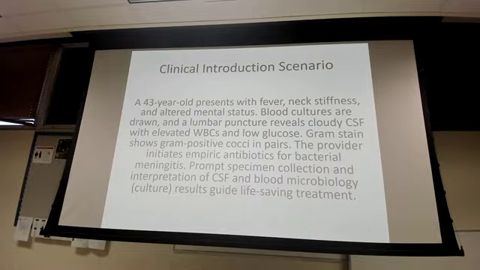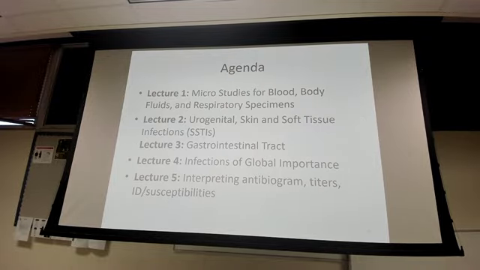A 43-year-old presents with fever, neck stiffness, and altered mental status. Blood cultures are drawn, and a lumbar puncture reveals cloudy CSF with elevated white blood cells and a low glucose. Gram stain shows gram-positive cocci in pairs. The provider initiates empirical antibiotics for bacterial meningitis. Prompt specimen collection and interpretation of CSF and blood microbiology culture results guide life-saving treatment.